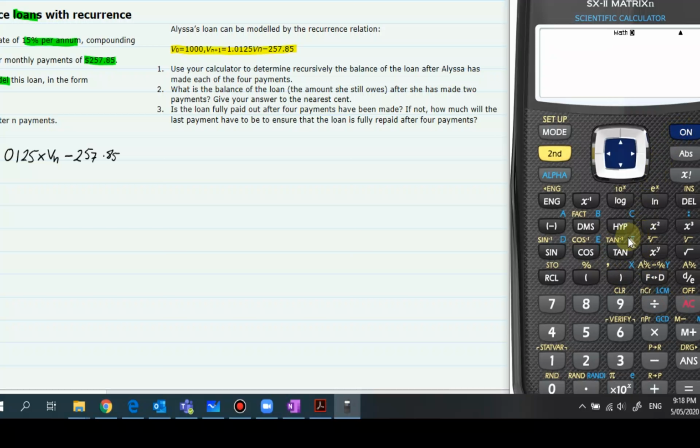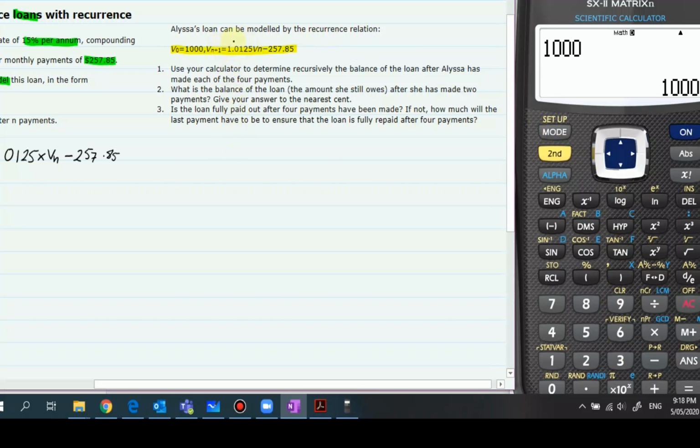Now it wants us to do it recursively, and the easiest way to do this is we first have to enter the amount that Alyssa's taken out on the loan, so $1,000. Hit your answer or equals. Now we can add in the rest of our equation, and because of BIDMAS, that will apply the multiplication to Vn, which for the first one is V0. Then subtract the 257.85 after that. So we've got an answer there.